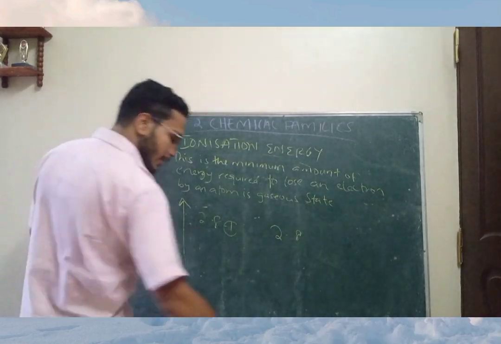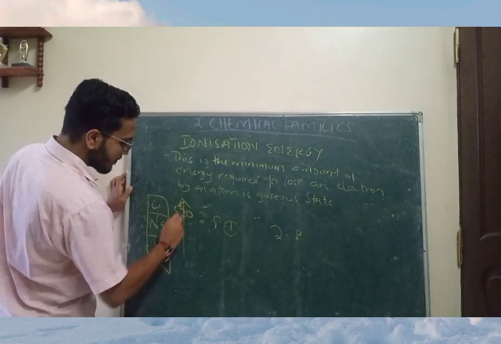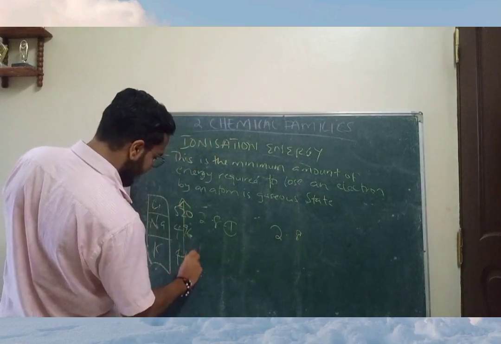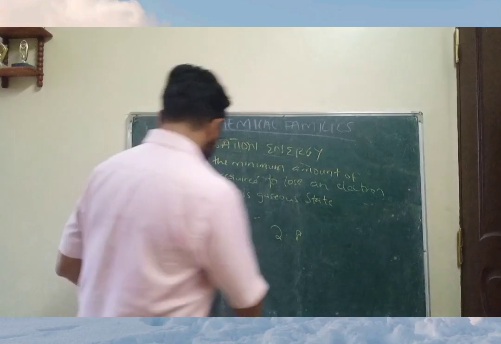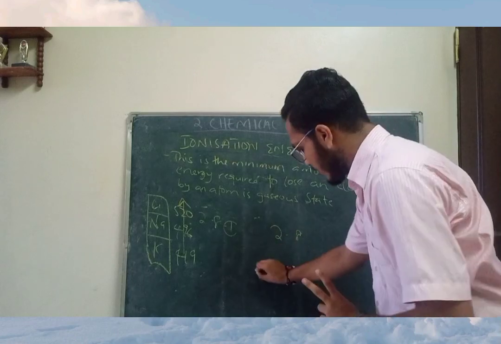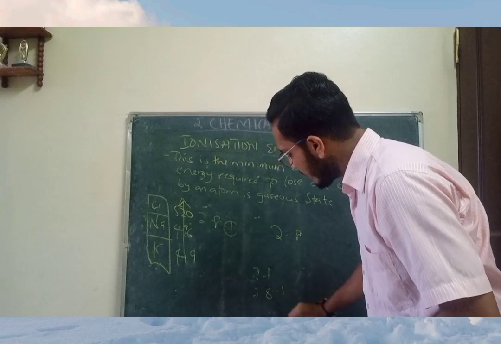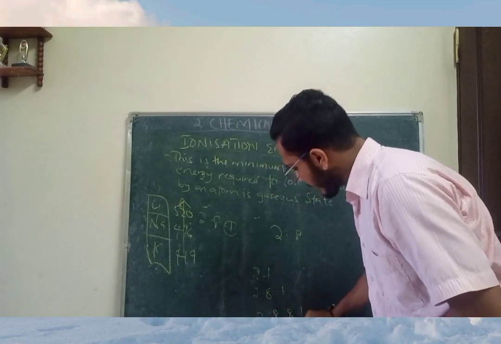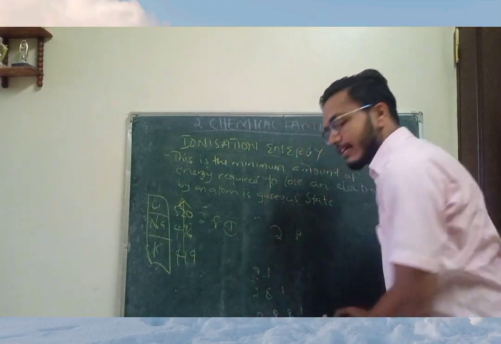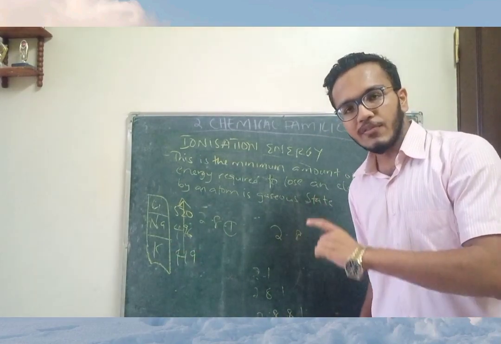So it is easier for a sodium atom to lose its valency electron than a lithium atom. So the ionization energy of lithium is 520, of sodium is 496, and of potassium is 419. Why is the trend this way? This is because lithium has 2 energy levels, 2,1 electron configuration. Sodium has 2,8,1, 3 energy levels, and potassium has 2,8,8,1. So it is easier for potassium with 4 energy levels and the largest atomic radius to lose an electron due to weakest nuclear force of attraction.